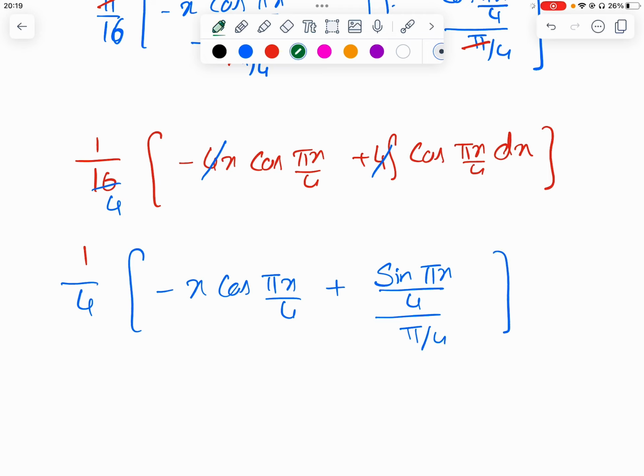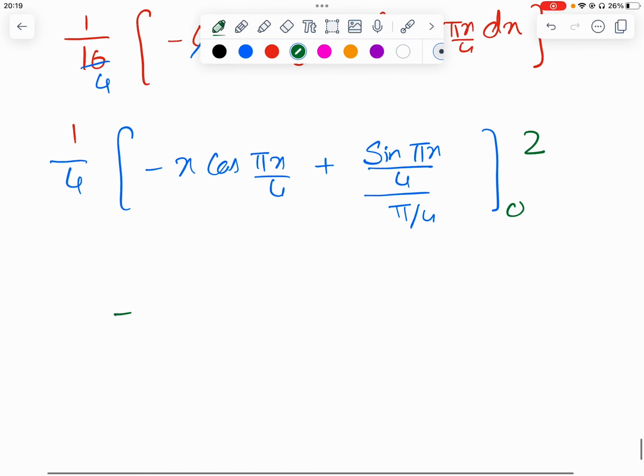Then apply the limits 0 to 2. When you apply the limits and simplify, I am directly writing the answer. You should be getting 1 upon pi as the answer.